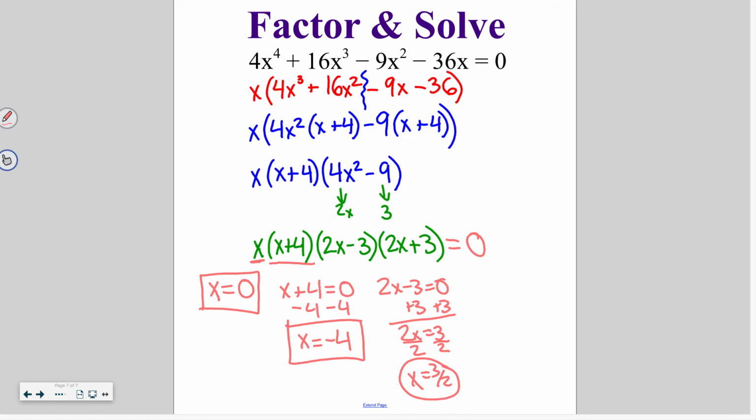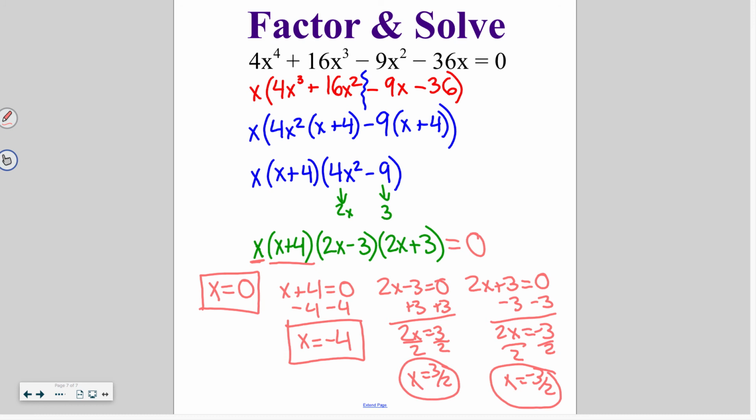And then I have my last piece, which is 2x plus 3 is equal to 0. Subtracting 3 from both sides, and then dividing by 2. We end up with an answer of x is equal to negative 3 halves. So I end up with 4 different answers because I had 4 different factor pieces.